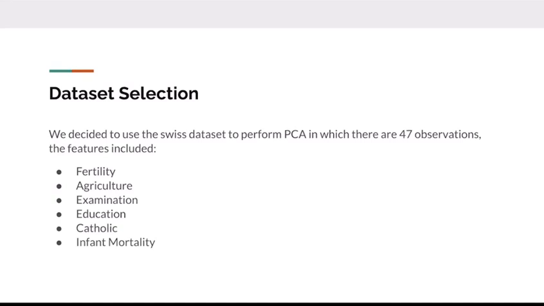Like I said before, we are using the Swiss dataset to perform PCA. This Swiss dataset has 47 observations, which represent 47 provinces of Switzerland. And we have 6 features, including fertility, agriculture, examination, education, Catholic, and infant mortality.